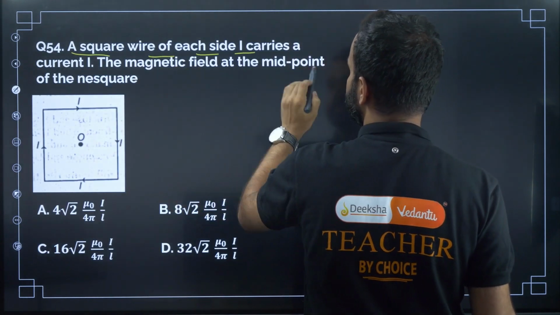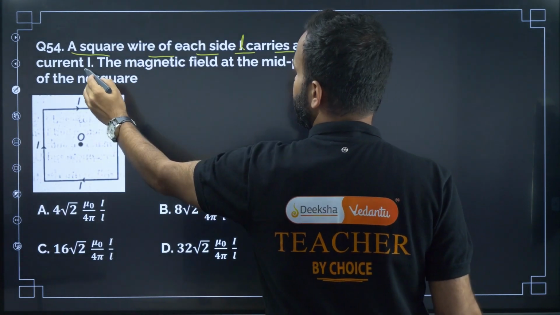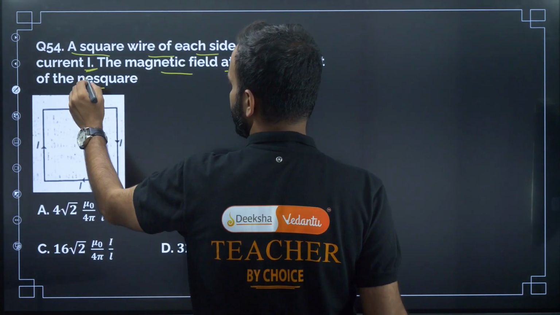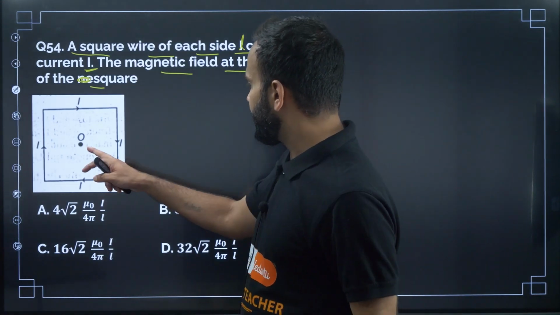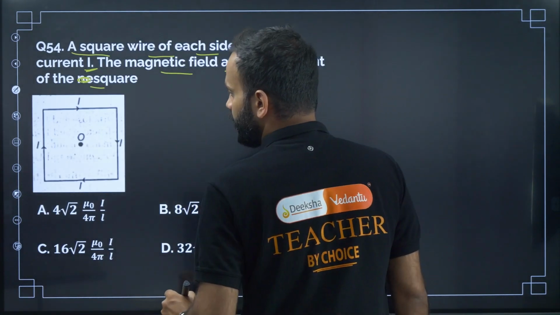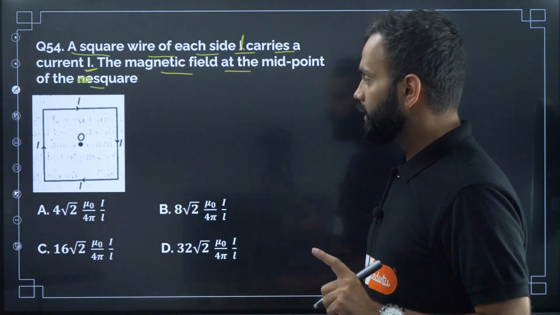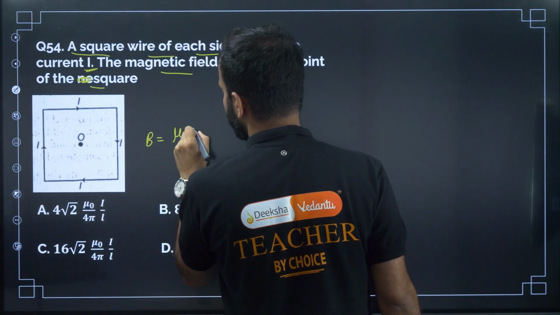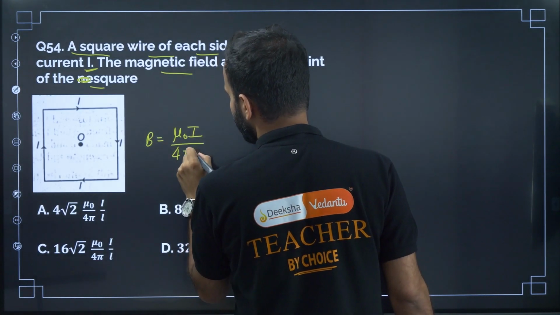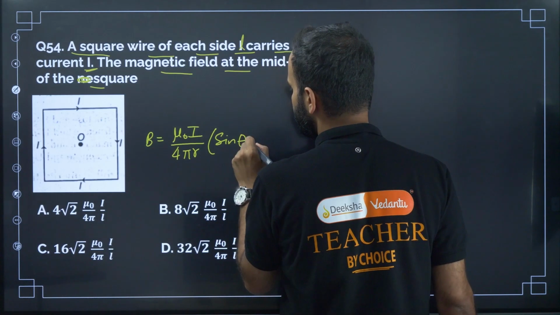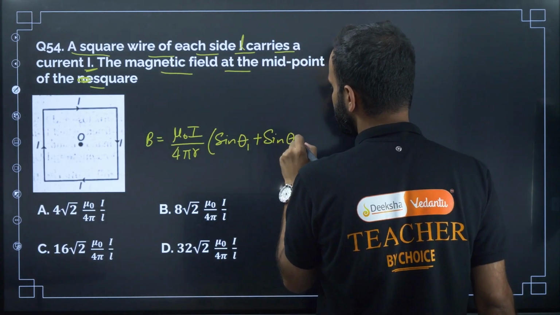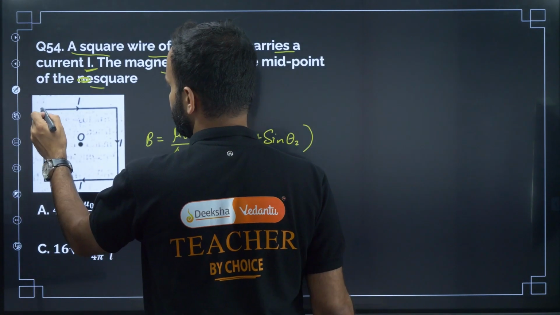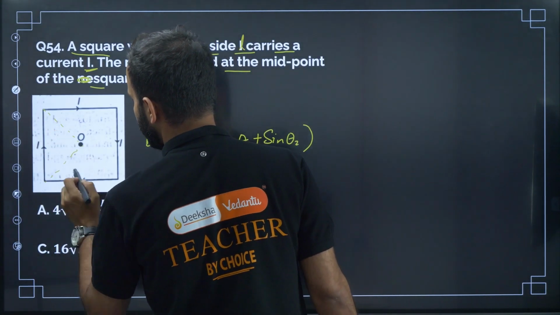A square wire of each side L carries a current I. The magnetic field at the midpoint of the square, okay, we need to find the magnetic field at the midpoint of the square. So we know that the magnetic field due to a current carrying straight wire is B equal to mu naught I divided by 4 pi r into (sine theta 1 plus sine theta 2). Okay, so let us find theta 1 and theta 2.